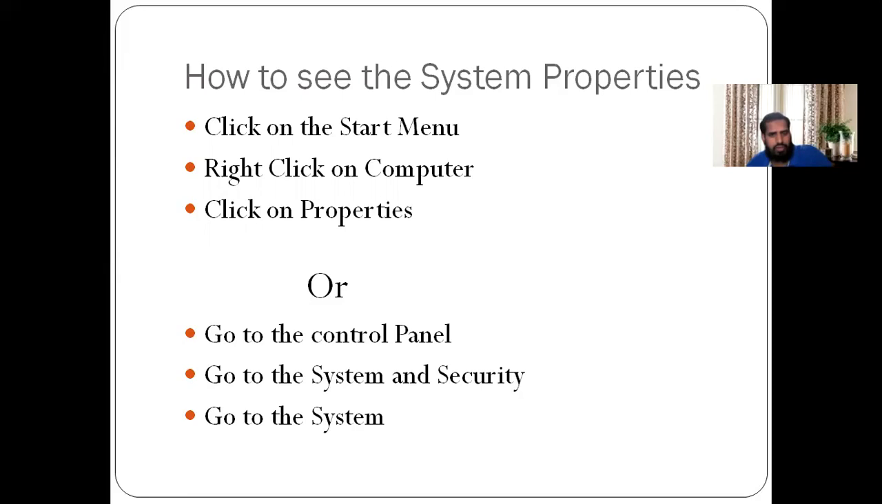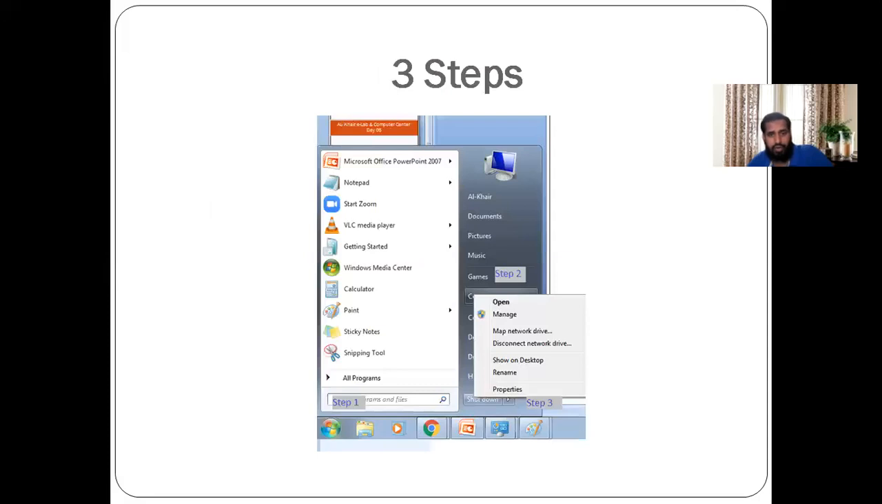Or else you have one more option. You can go to the control panel, click on system and security, then click on system. You can find the details of your computer, like which operating system, what is the size of the RAM, and all those things. These are the steps. First, you click on the start button, step one. Then you right click on this computer and go to properties. So these are the three steps you need to remember. If you want, please make a note of this.